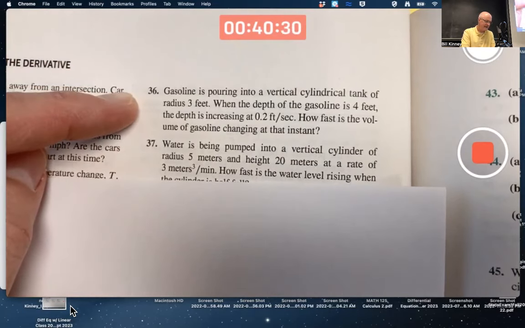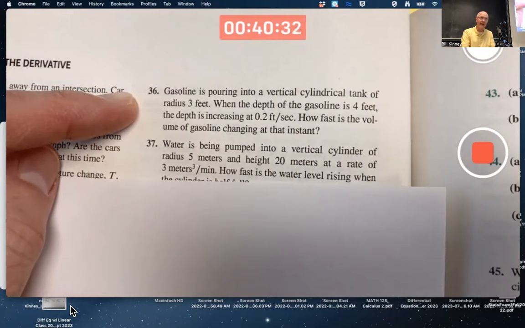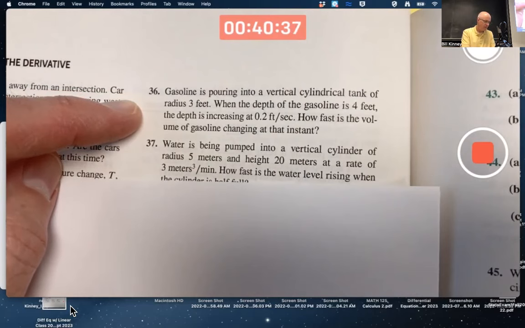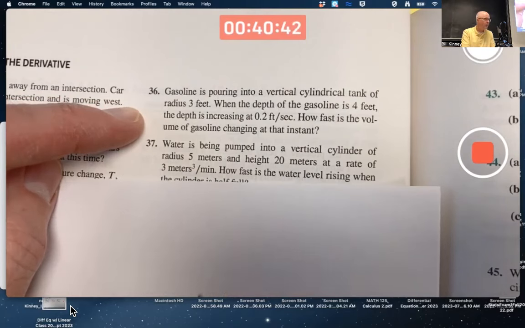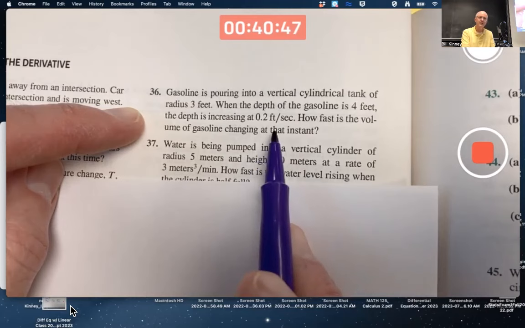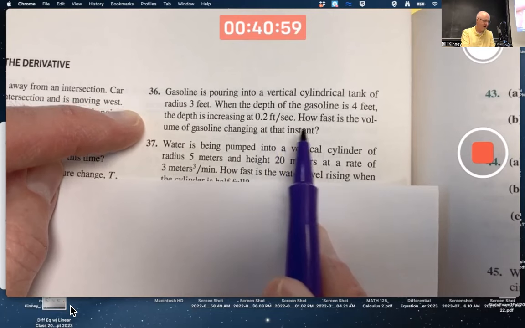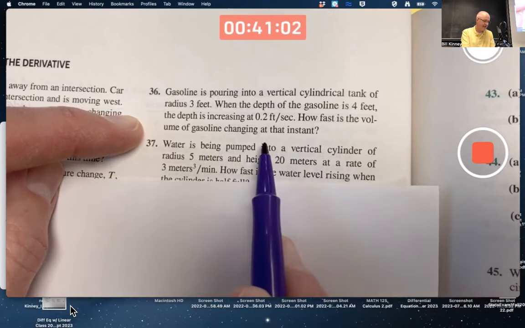36 says gasoline is pouring into a vertical cylindrical tank shaped like a can of radius 3 feet. When the depth of the gasoline is 4 feet, the depth is increasing. They don't put the word rate in there, but you could, at a rate of 0.2 feet per second. Putting the word rate in there is helpful to remind you this is, in a sense, a derivative. It's a derivative not as a function, but as a value. Question is, how fast is the volume of the gasoline changing in the tank at that instant in time?